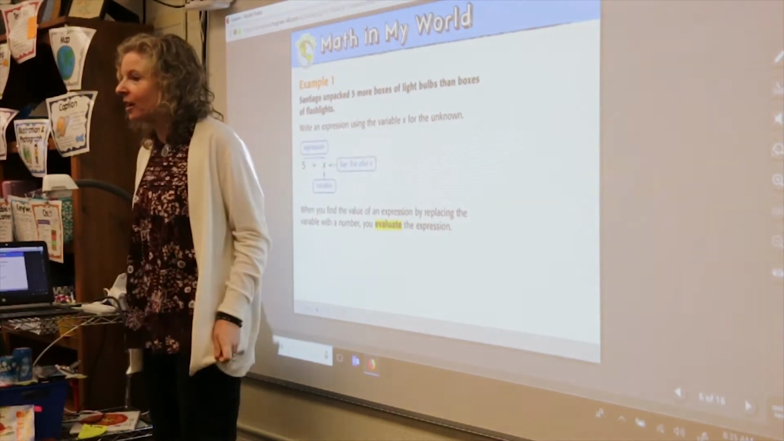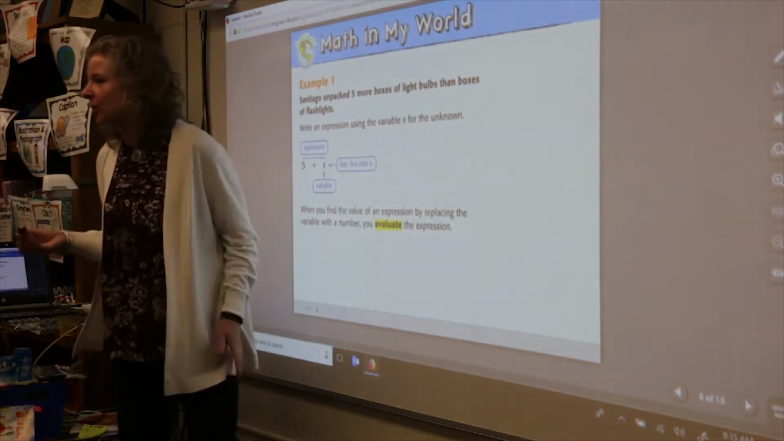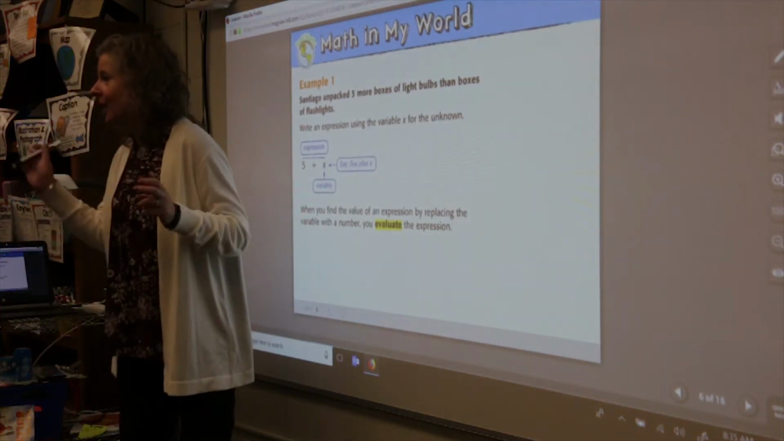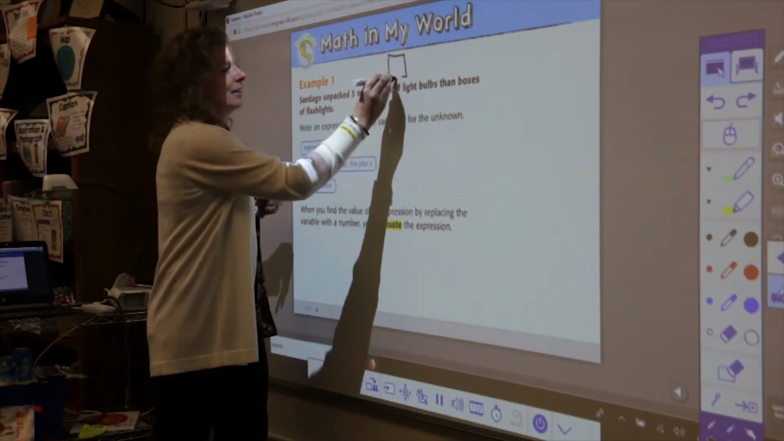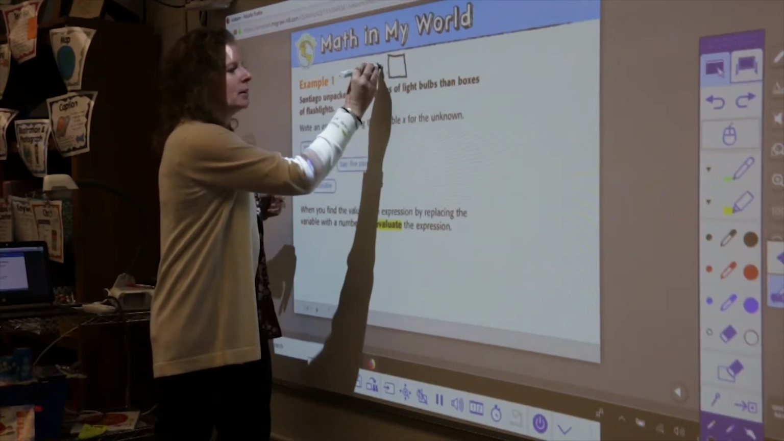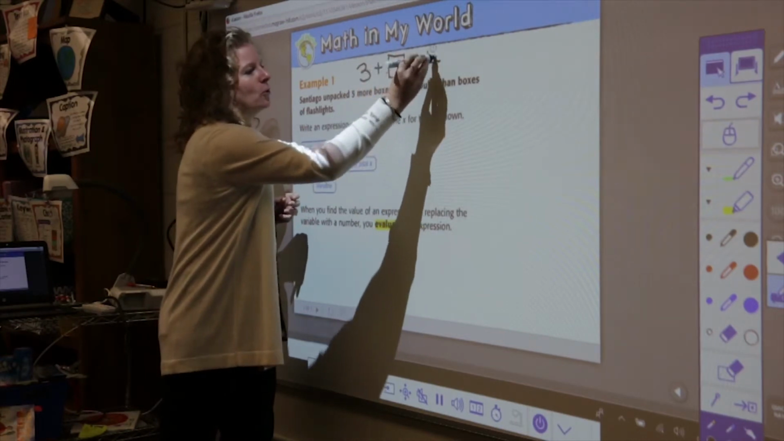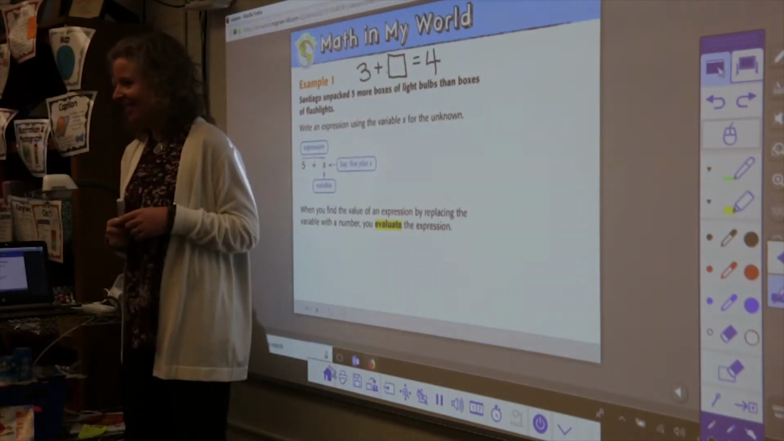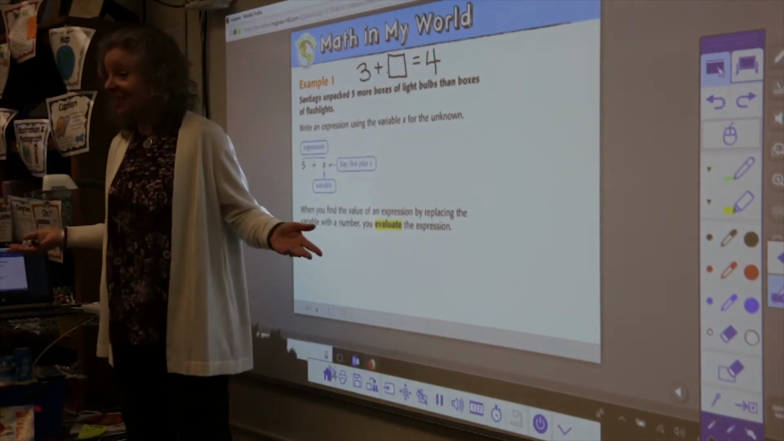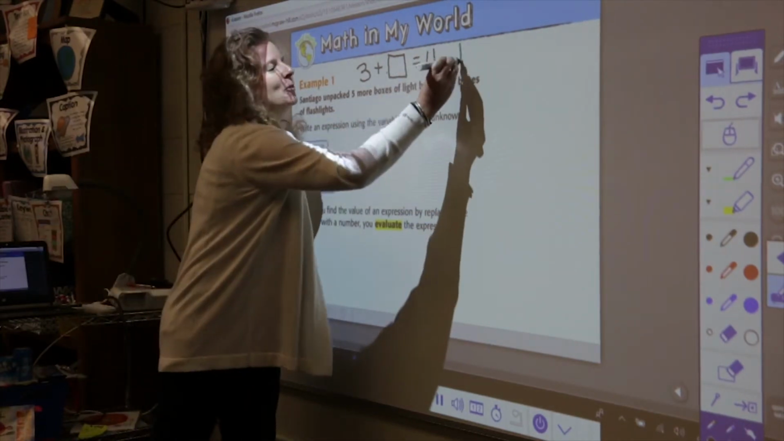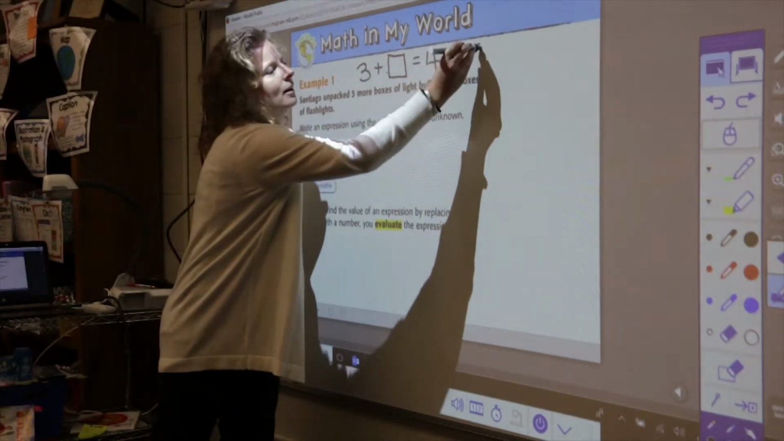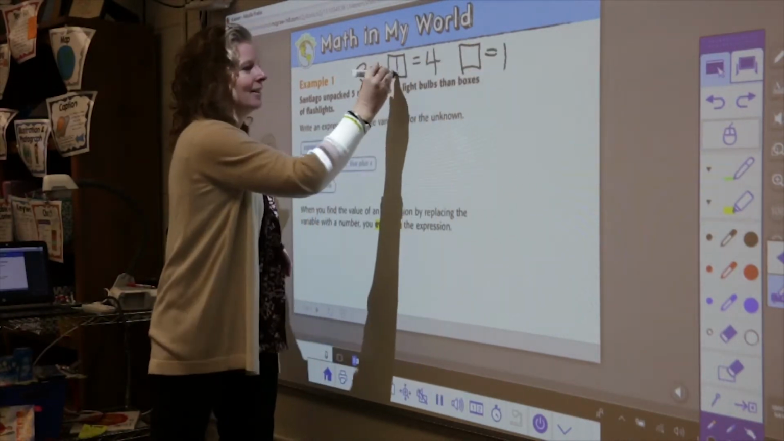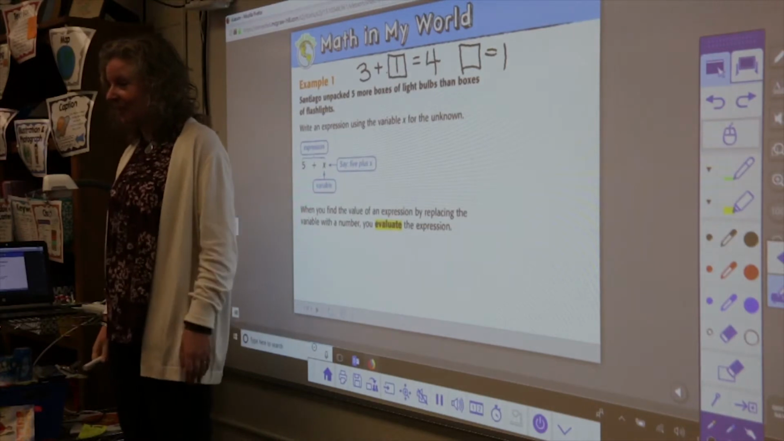Remember when I said we're going to start adding? When you were in kindergarten, what did we use in kindergarten for the variable? The boxy poo. There it was. They said 3 plus boxy poo equals 4. What is it? 1. So the boxy poo equals 1. Now we have a true statement.